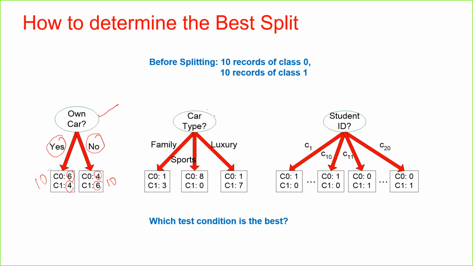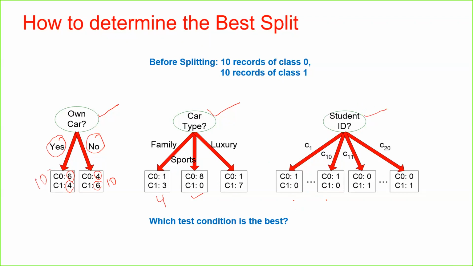If you split it based on the car type, this is how it is splitting. It takes 3 values. Here 4 instances are coming, out of them 3 are class 1. Here 8 instances are coming, all of them are class 0. Here 8 instances are coming, 7 of them are class 1. If you split them based on student ID, only one instance is coming at every node because the student ID is unique, and everywhere it either belongs to class 0 or class 1.